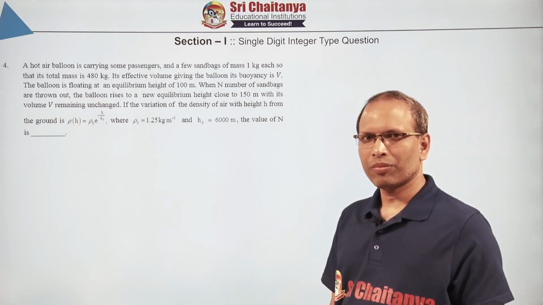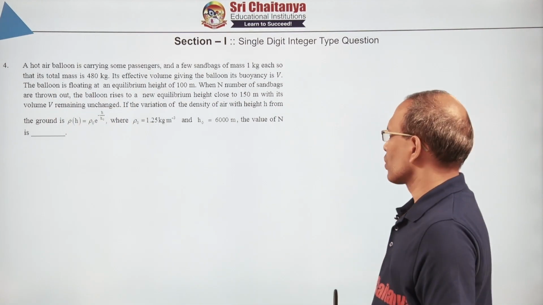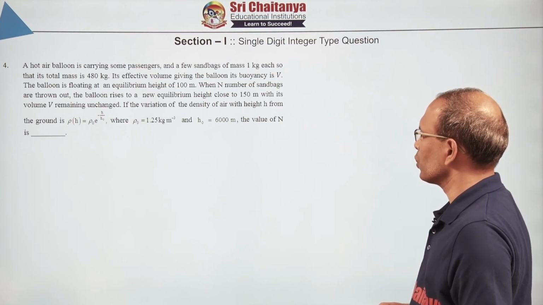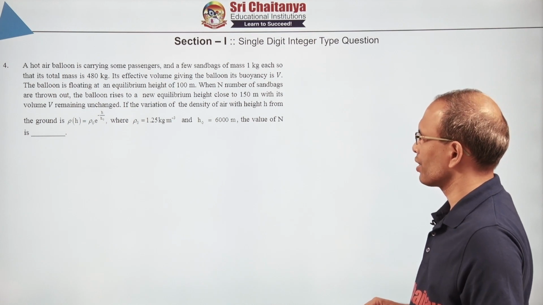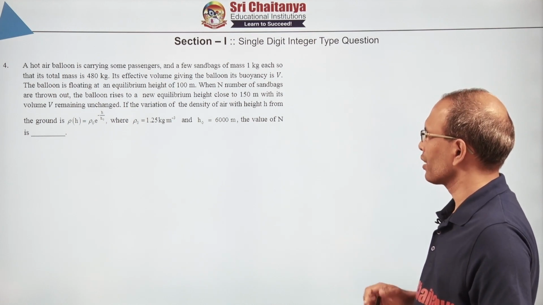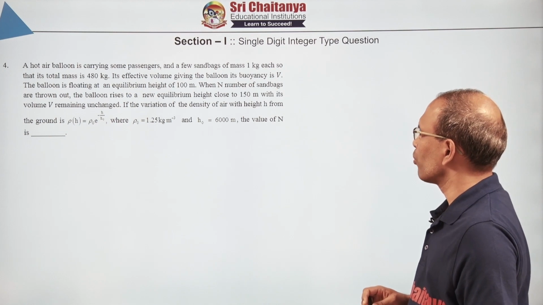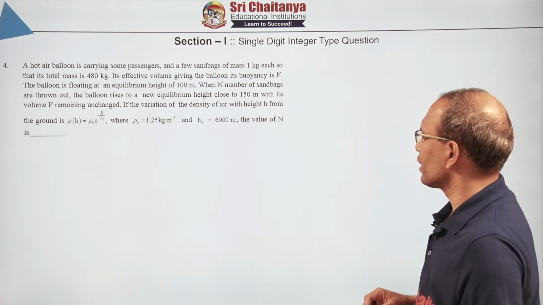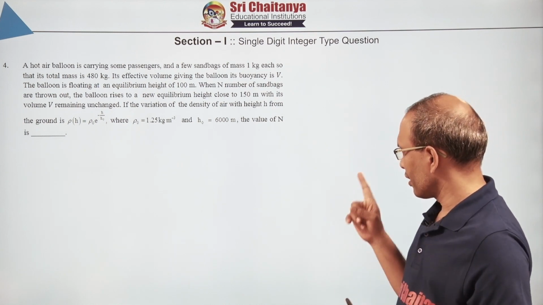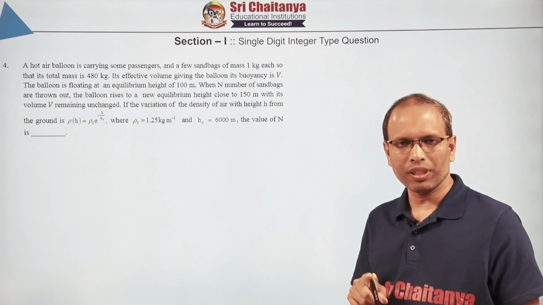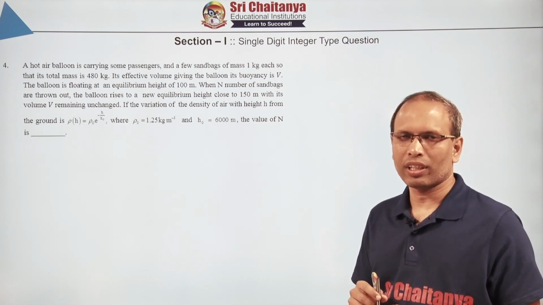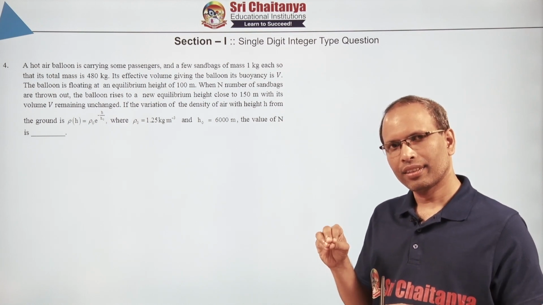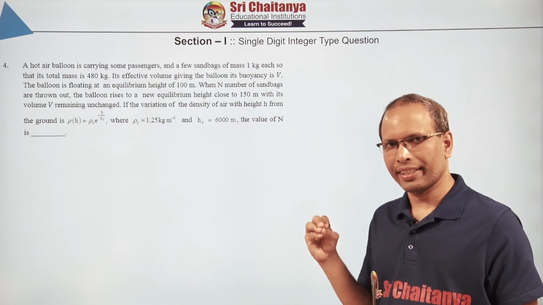Okay, now let us see question number 4. A hot air balloon is carrying some passengers and also a few sandbags, each of mass 1 kg, so that the total mass is 480 kg now, and the effective volume of buoyancy is given as V, and the balloon is floating at an equilibrium height of 100 meters. Again see, he is talking about equilibrium. Equilibrium means net force is 0 simply. And what are the forces acting in equilibrium? It is at rest, so only buoyancy and the weight of the balloon with its contents.